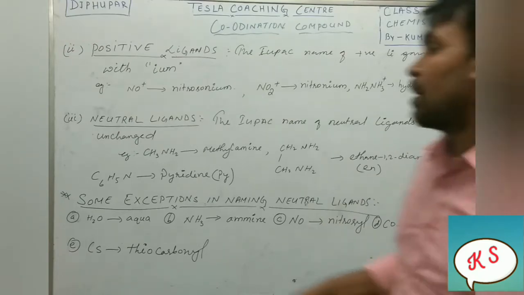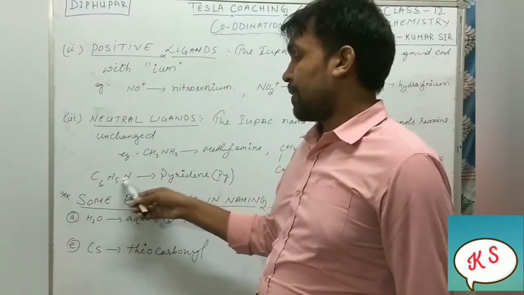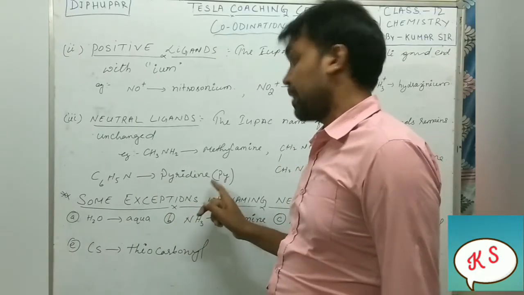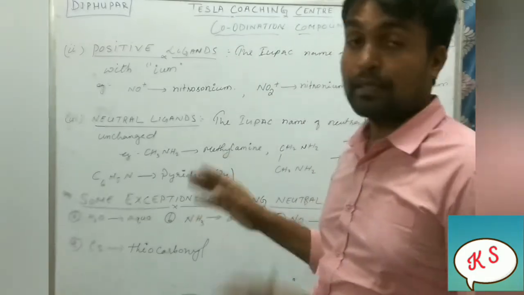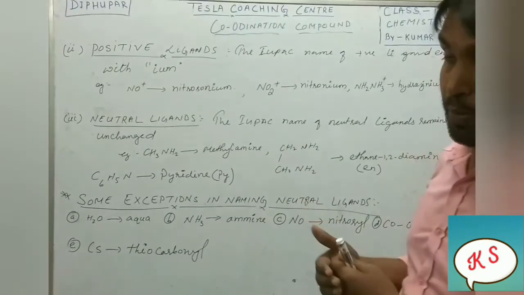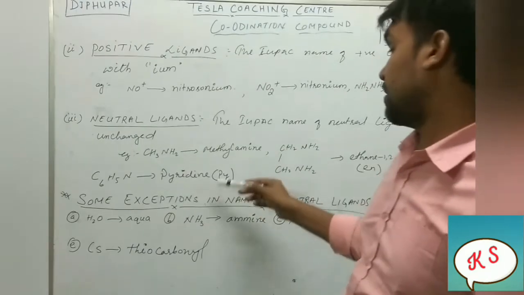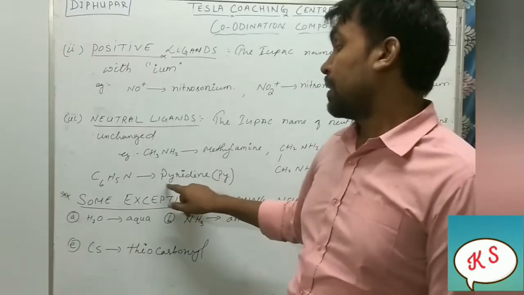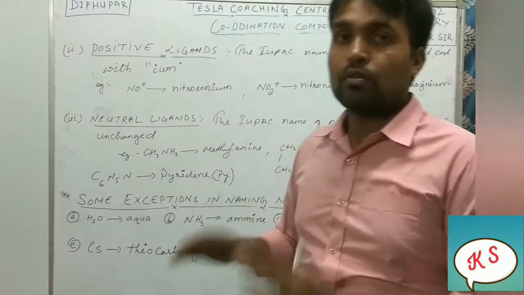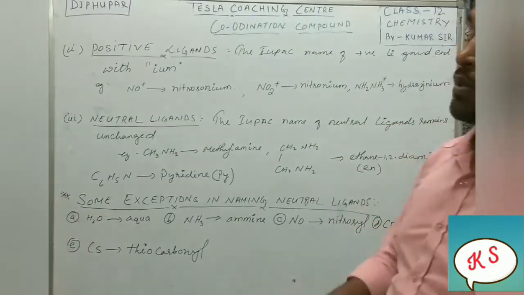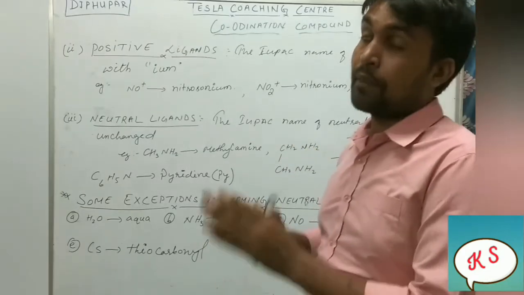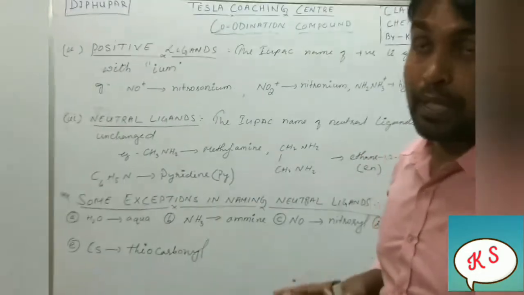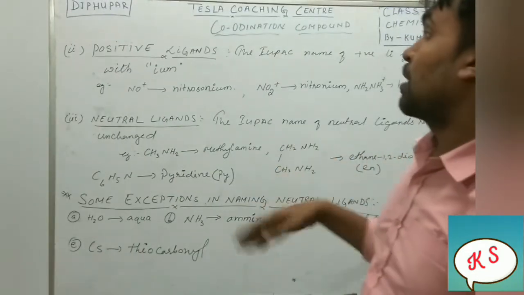Similarly, C6H5N. This one's name is pyridine, and its short form is py. In the book, when we do IUPAC naming, you will find many symbols like this, py, en, so you should know the names. It is called pyridine. So for neutral ligands, the IUPAC names remain unchanged.